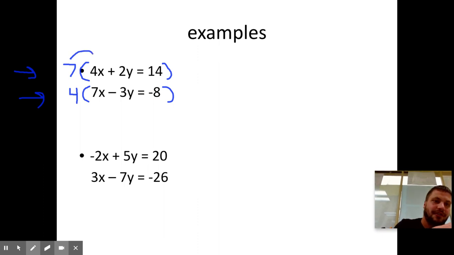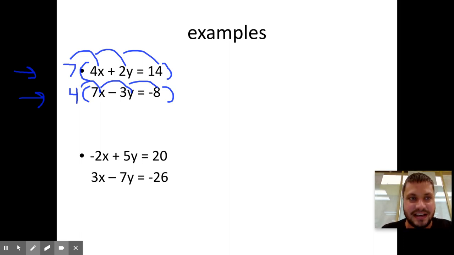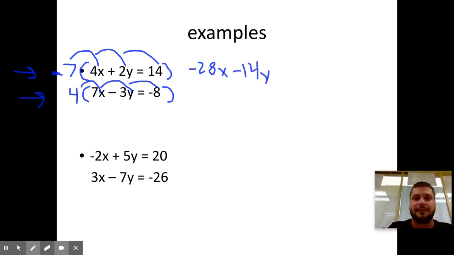But before I do that, I want to double check that I made opposites and didn't make sames. 7 times 4x is 28x. 4 times 7x is also 28x. I just made sames. If I want to make opposites, I just make either of these two numbers negative. So I'm going to make that negative 7. Now negative 7 times 4x is negative 28x. Negative 7 times positive 2y is negative 14y. Equals negative 7 times 14, which is negative 98.